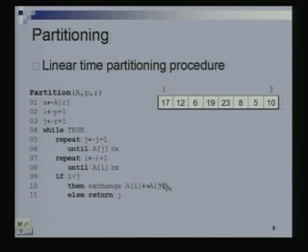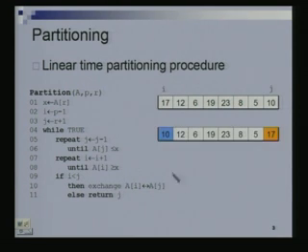Exchange a[i], a[j] means just swap these contents. So I swap these contents. In blue I will denote everything which is part of the left part, and orange would be everything which is part of the right part. Everything in the left part would be less than or equal to 10, which was my pivot element, and everything in the right part, which is the orange part, will be greater than or equal to 10. Good. And now we will continue this.